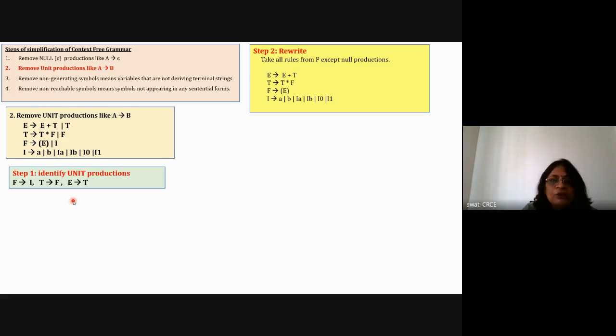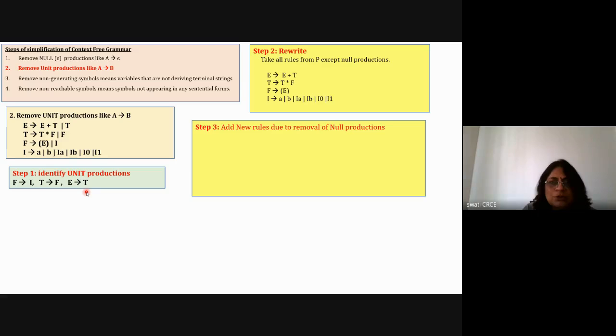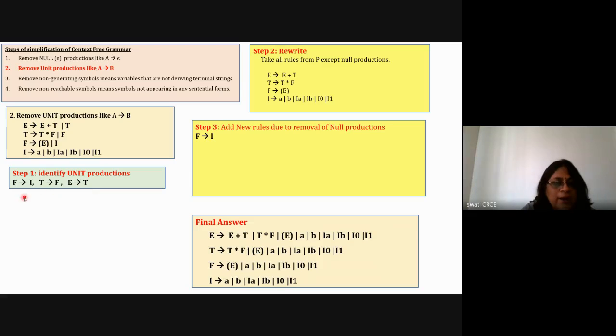Now you write the grammar without unit productions. So in the next step, write down the grammar without unit productions. These are the rules which are part of the final answer. Now you take the first rule. If you start from this F, take F and add the new rules. If I say F is equal to I, that means F is nothing but I. So whatever is there in I is equal to F. So I've written down F is equal to I.